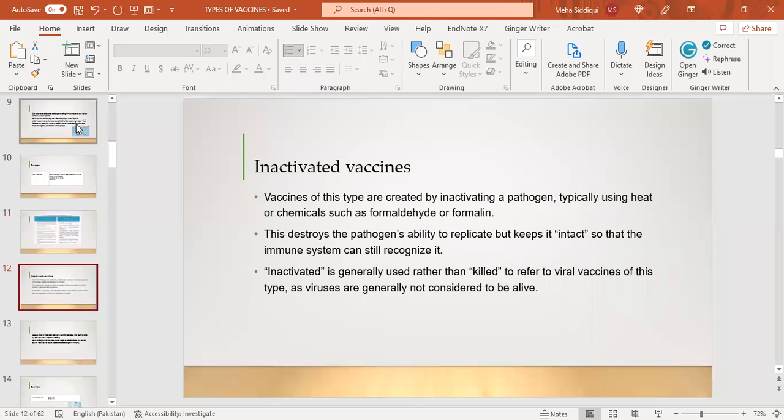Now moving on to the second type, that is inactivated vaccines. These are the vaccines which are created by inactivating a pathogen, typically using heat or chemicals such as formaldehyde or formalin. This destroys the pathogen's ability to replicate but keeps it intact so that the immune system can still recognize it. Inactivated is generally used rather than killed to refer to viral vaccines of this type, as viruses are generally not considered to be alive.